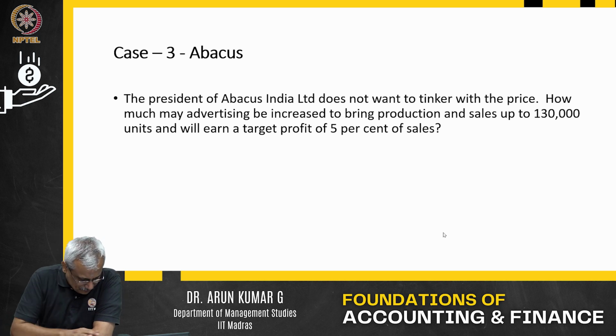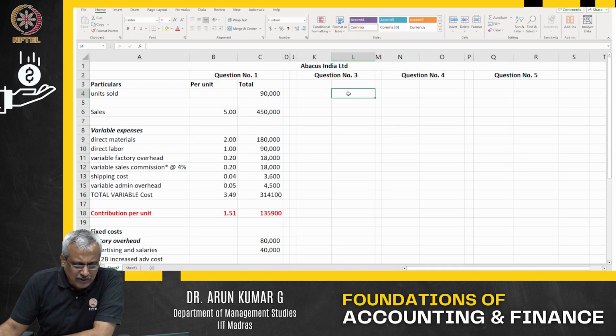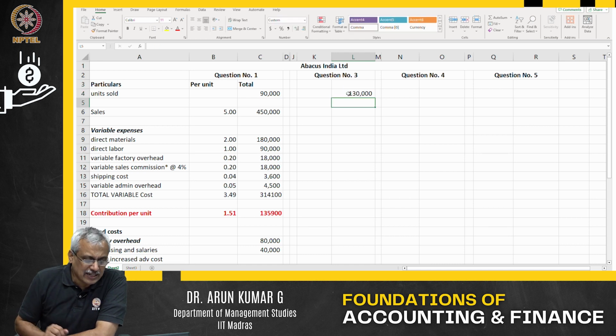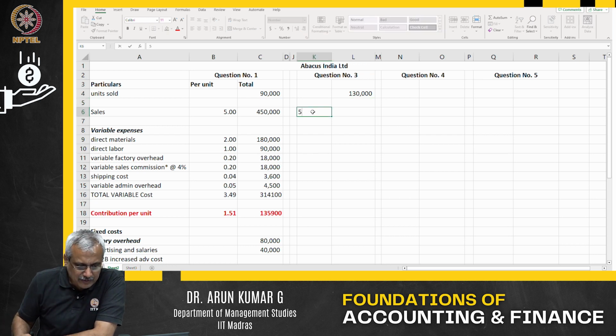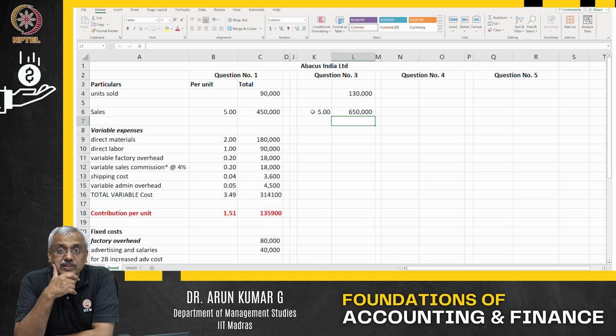Let's go back. In this particular case, what is the number of units? He says 130,000 is the number of units he wants to sell. What is the selling price per unit? Selling price per unit is $5. So what is the total sales value? My total sales value is 650,000.